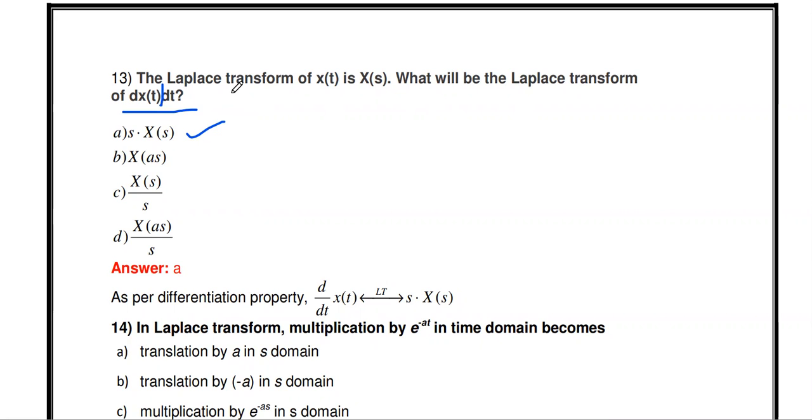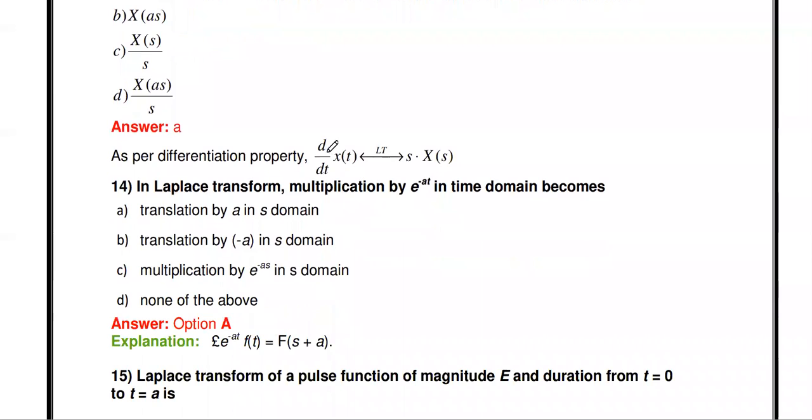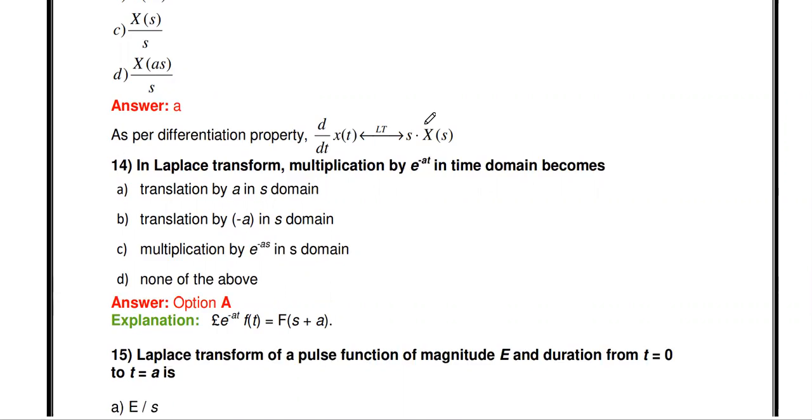Okay. So we discussed this question in Fourier transform also. The Fourier transform of a differentiated signal is j omega into X of j omega. Similarly, the Laplace transform answer is s into X of s. Okay, so this is the differentiation property. For dx of t divided by dt, the Laplace transform is s into X of s. If it is a Fourier transform, j omega into X of j omega. Okay.